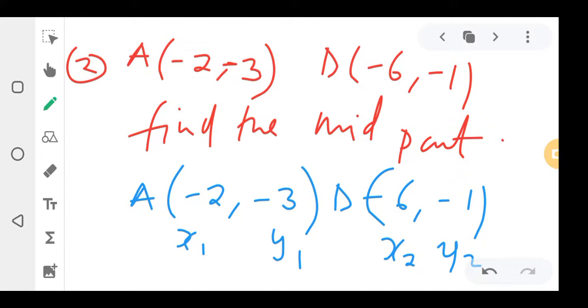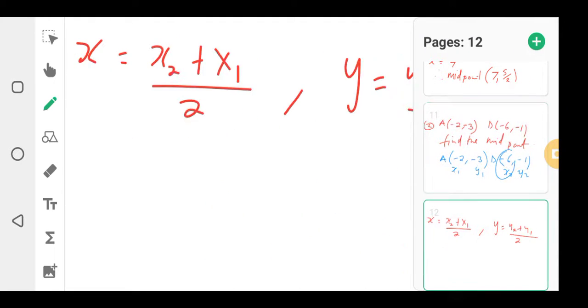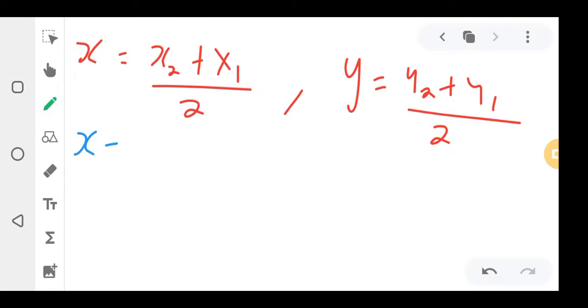And then I substitute them in that formula. What is my x2? My x2 is negative 6, as you can see. So on x2 I'll put negative 6. So x here is equal to, on x2 I put negative 6. This plus comes here. What about x1?